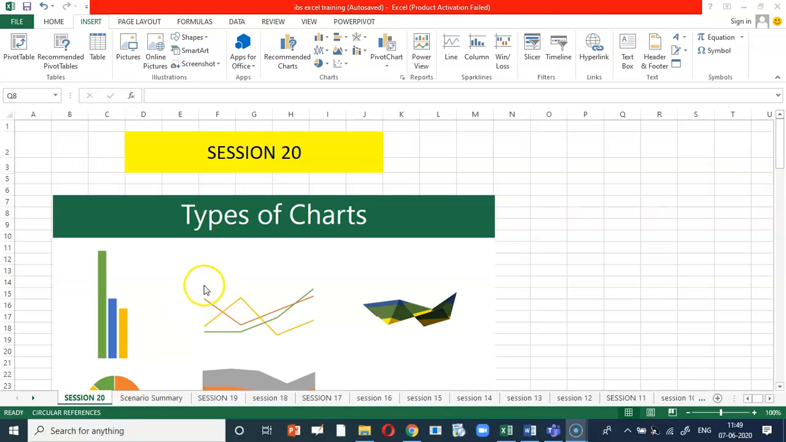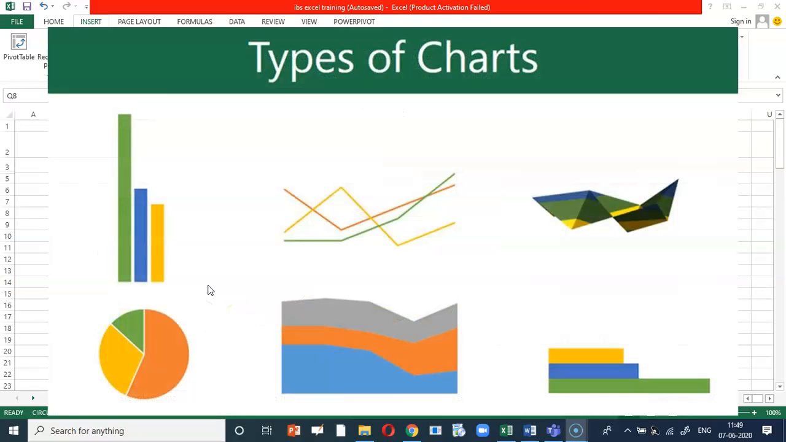What are graphs and charts in Excel? Dear students, charts and graphs elevate your data by providing an easy to understand visualization of numeric values. While the two terms, namely charts and graphs, are often used interchangeably, they are slightly different.